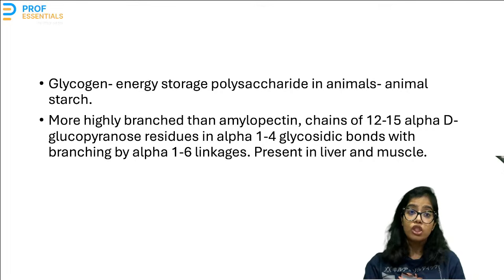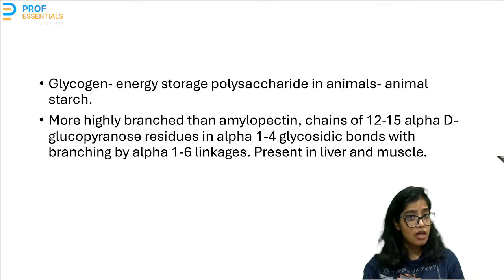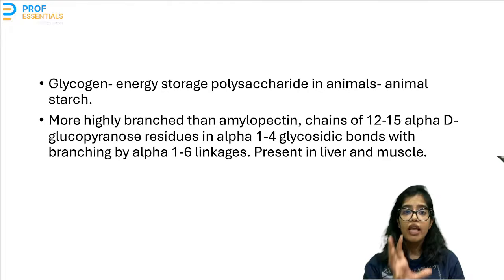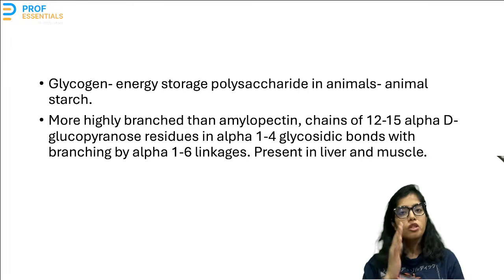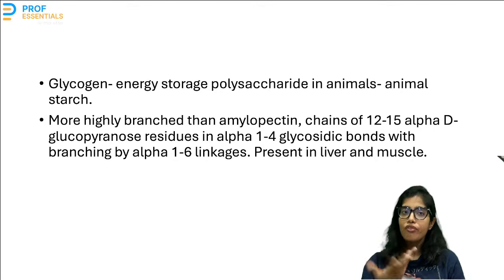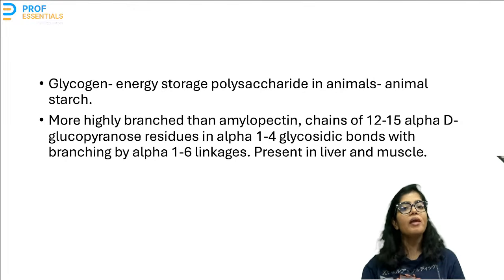Next, glycogen. So we have read about starch. Starch was the energy storage polysaccharide in plants. Glycogen is the energy storage polysaccharide in animals. Therefore, it is known as animal starch. Glycogen is present in the liver or in the muscles. Now, glycogen is highly branched. It is more highly branched than amylopectin.